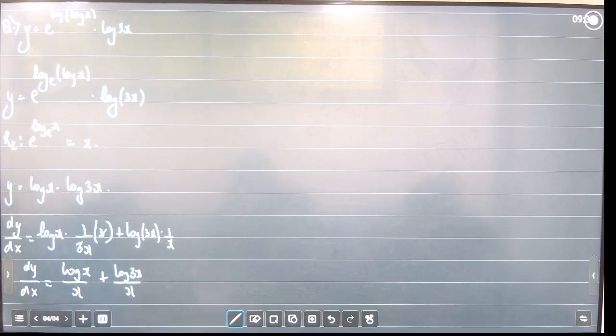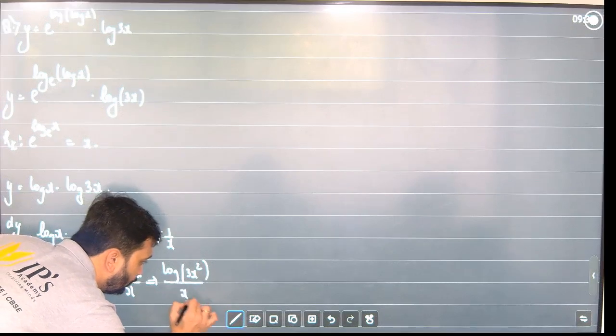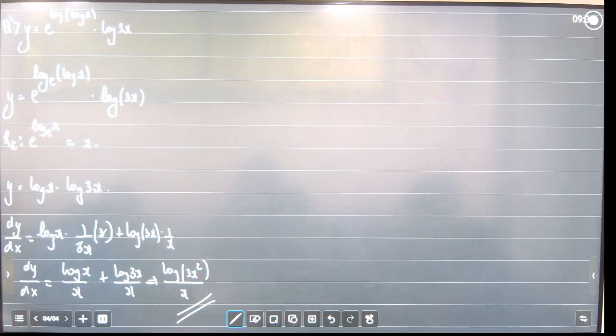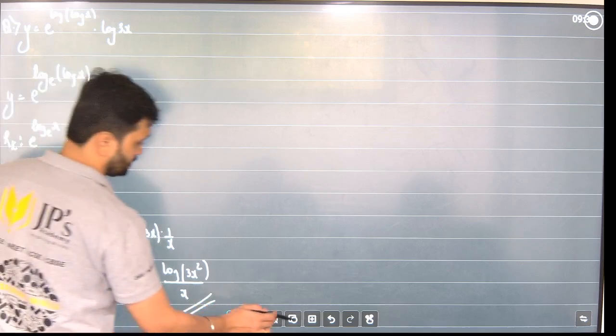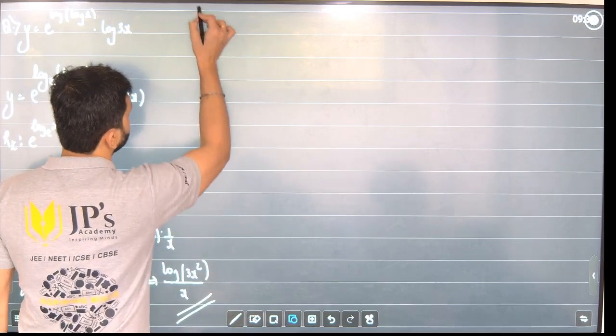Since my denominator is the same, what will be log x plus log 3x? What will be log a plus log b? So log of 3x squared upon x. Have you guys understood this? Yes. We have done the entire sum without logarithmic differentiation, just because we know the first step, that e raised to log x to the base e is always going to be x. Anybody has any doubts here?